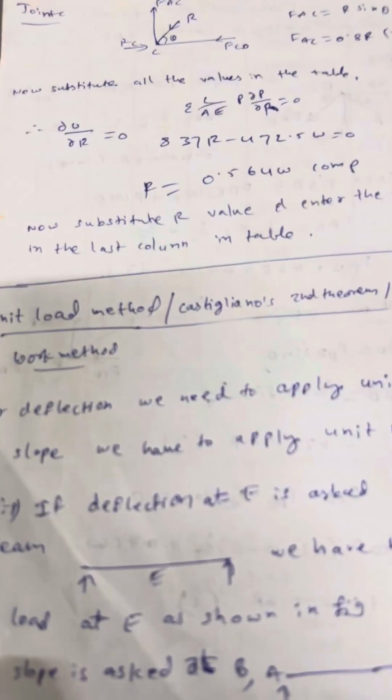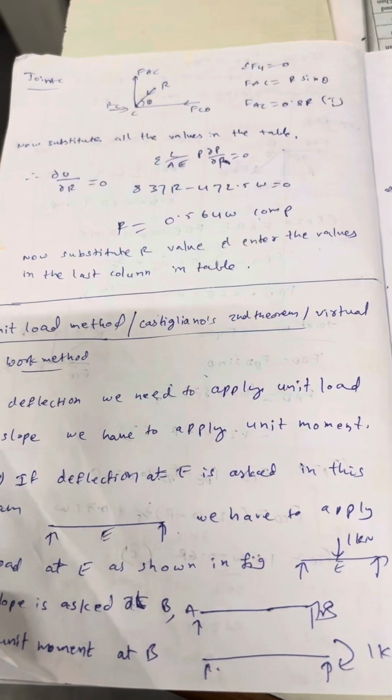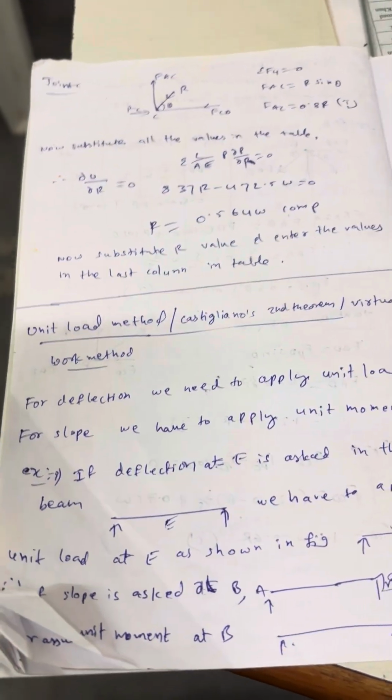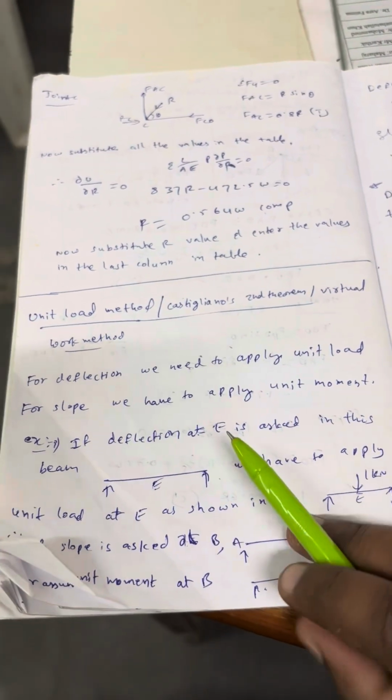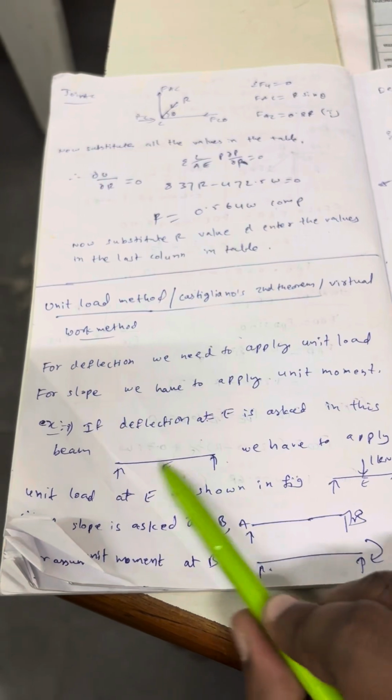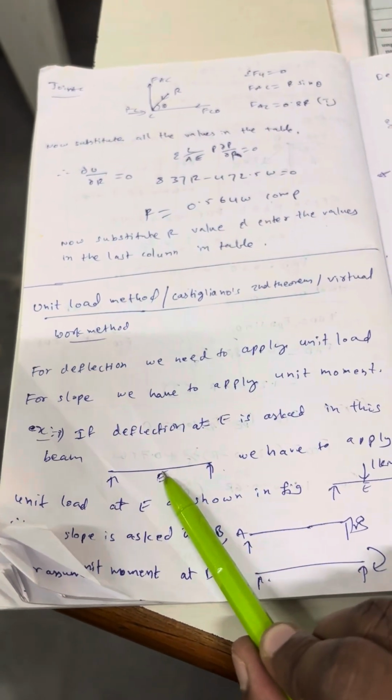In this session, we'll discuss the unit load method, or virtual work method, or Castigliano's second method. It can be called in any way. For deflection, we need to apply a unit load. So, suppose we take a simply supported beam, and I need to find the deflection at E.